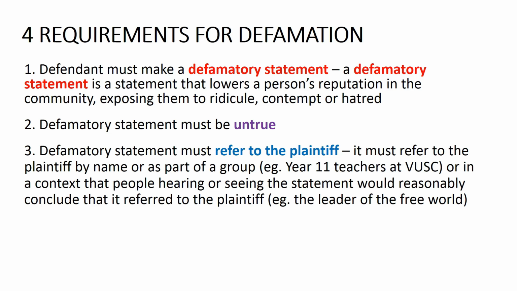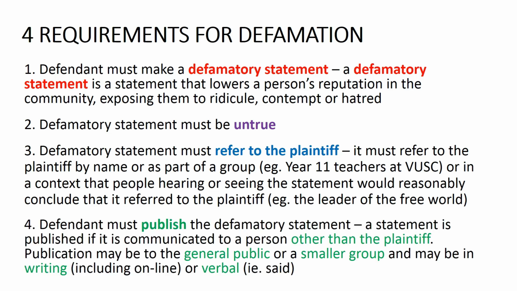The fourth requirement for defamation is that the defendant must publish the defamatory statement. All this means is that the defendant must communicate the statement to a person other than the plaintiff. The defendant can communicate the defamatory statement in writing, for example, in a book or newspaper, or online in a blog, on a Facebook post, or through email. Alternatively, the defendant can communicate the defamatory statement by saying it, for example, as where the defendant makes the defamatory statement during a conversation, or during a television or radio interview, or on a YouTube clip.